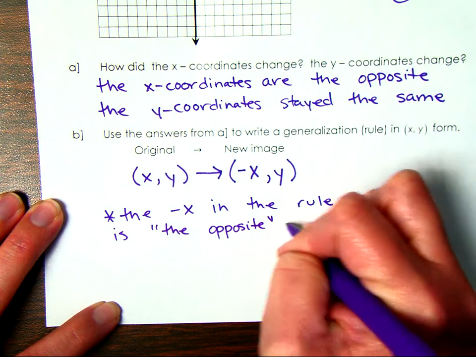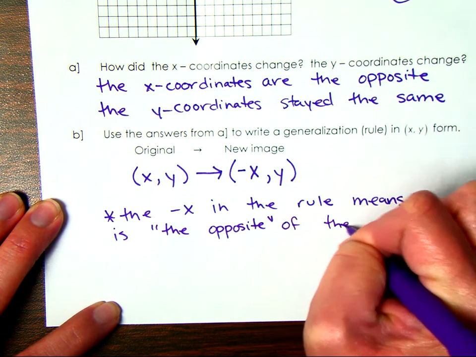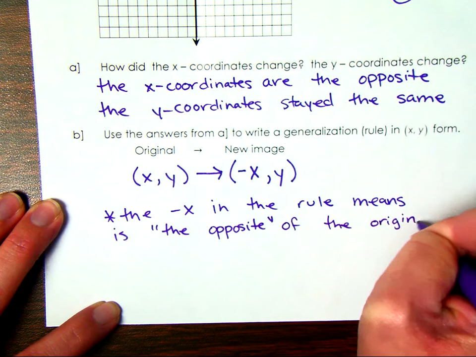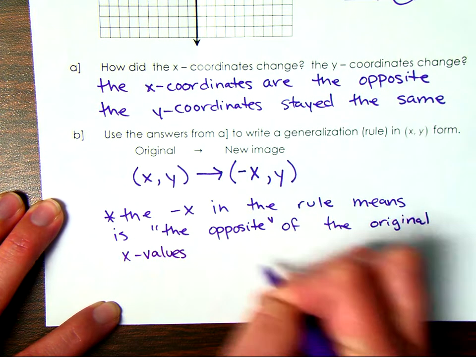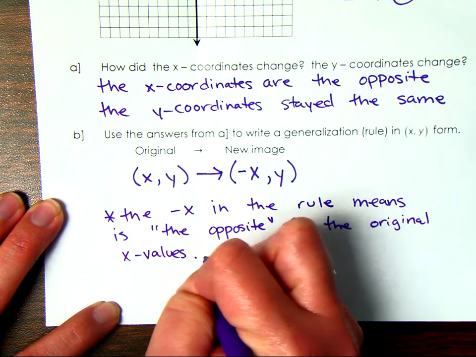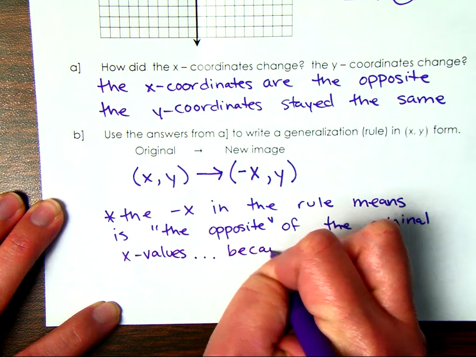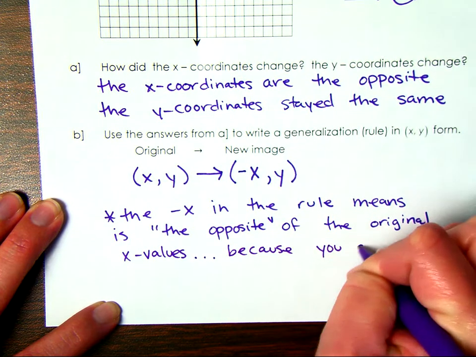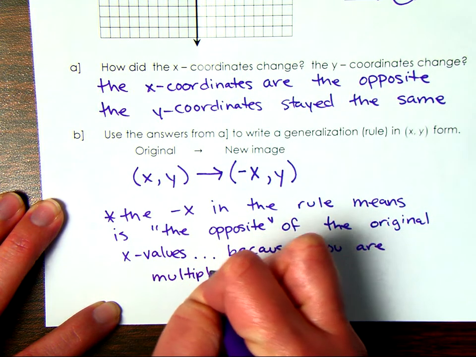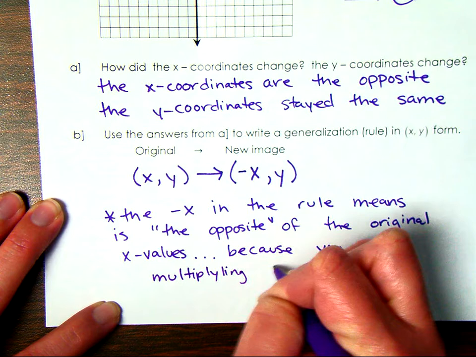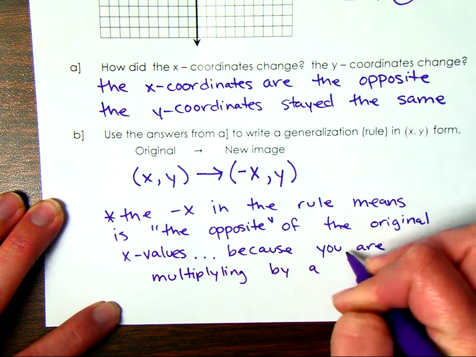And what the opposite of is of your original x values. And the reason why that is, because you are multiplying by a negative 1.